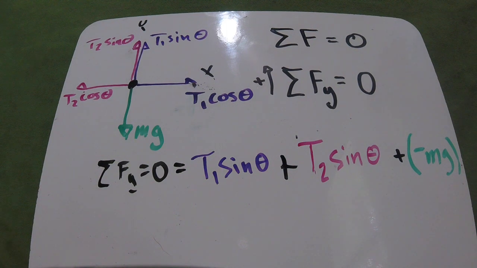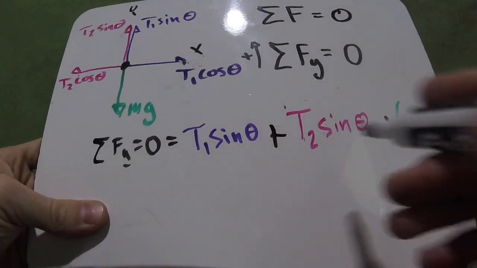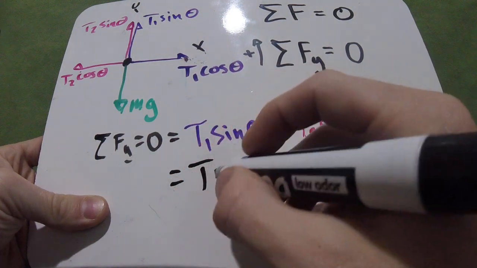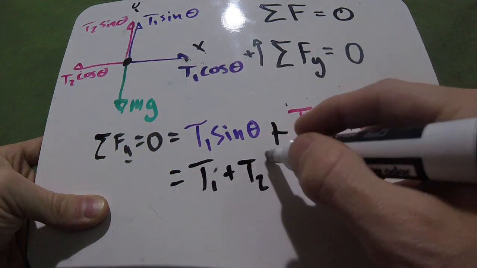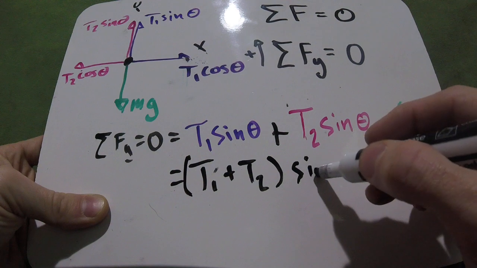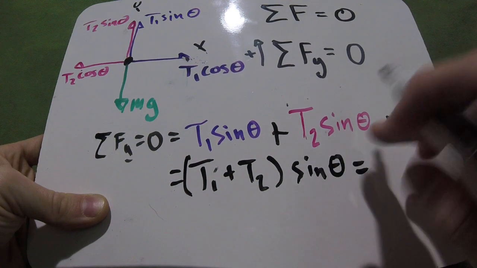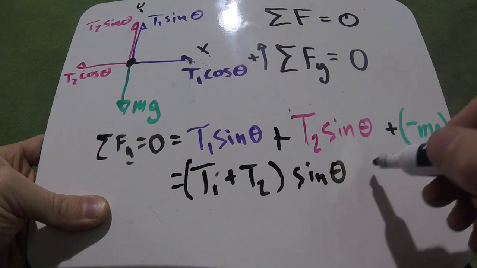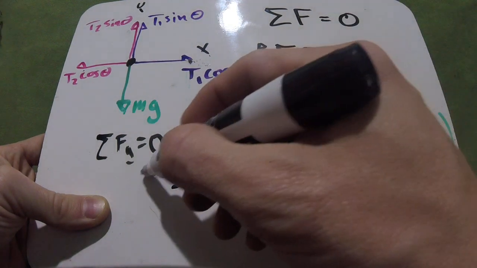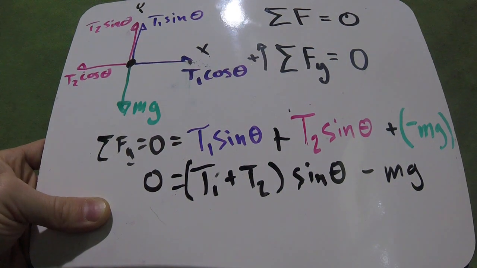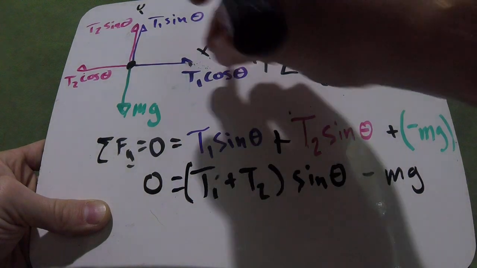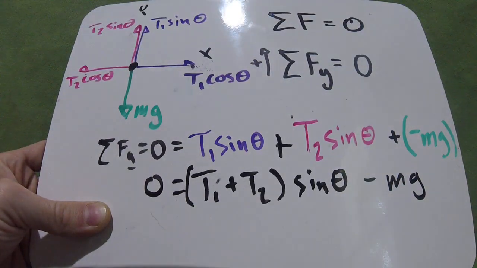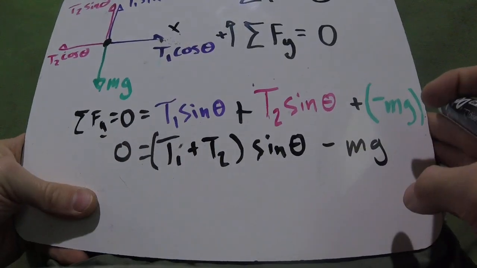Okay? And so, to further simplify this equation, we can see that sine theta and sine theta are the same. So let's say that it's actually T1, not Ti, T1 plus T2 times sine theta, minus mg is equal to 0. Okay, we've gotten here the same way we got here with the x-axis. We ignored everything that wasn't projected onto the y-axis exclusively, and then we started adding them together.